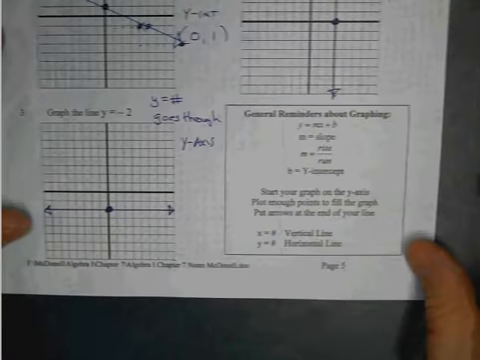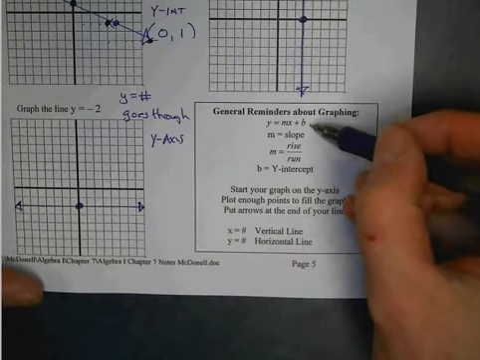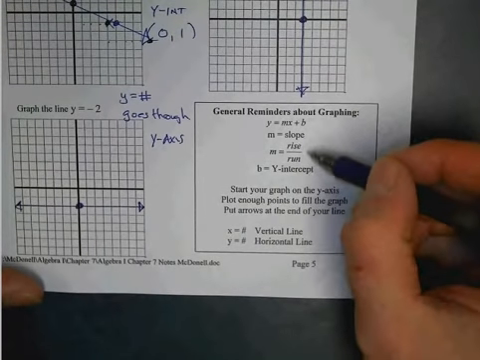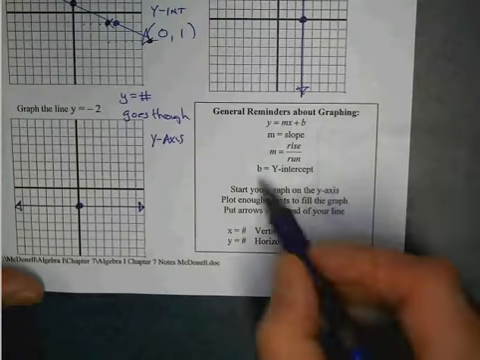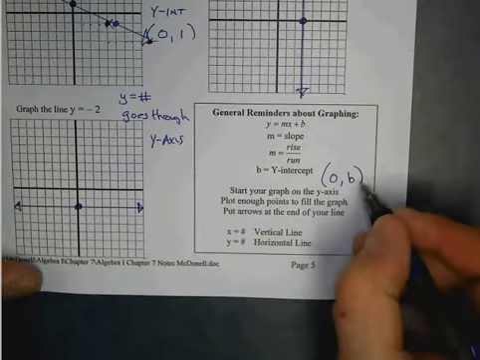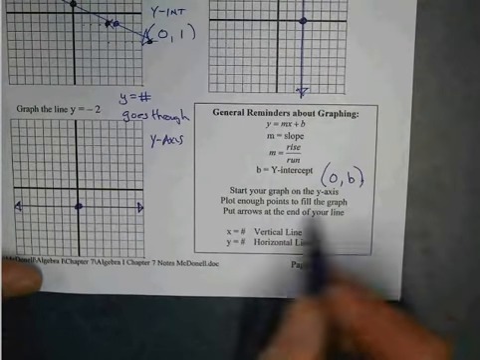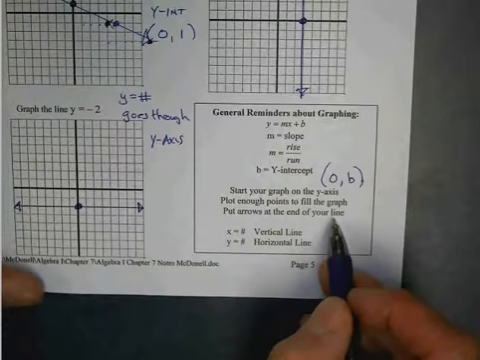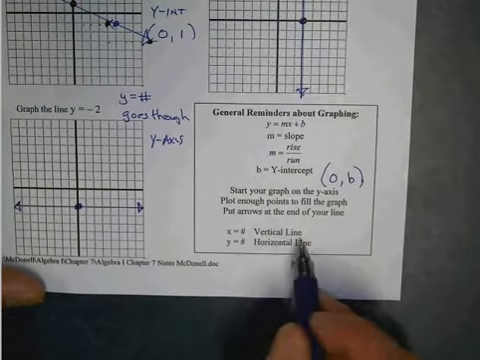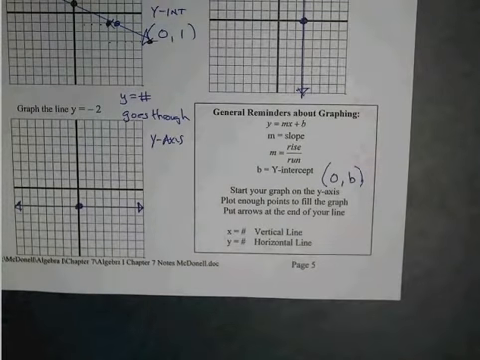All right, so I have this little review here. mx plus b, that's our slope-intercept form. M is the slope. Sometimes we think rise over run. B is the y-intercept, and we always want to write it (0, b). Start your graph on the y-axis, plot enough points to fill the graph, and put arrows at the end of your line. X equals a number is a vertical line, y equals a number is a horizontal line. So that's a nice little summary sheet for you to have for all your graphing. So hopefully that will help.